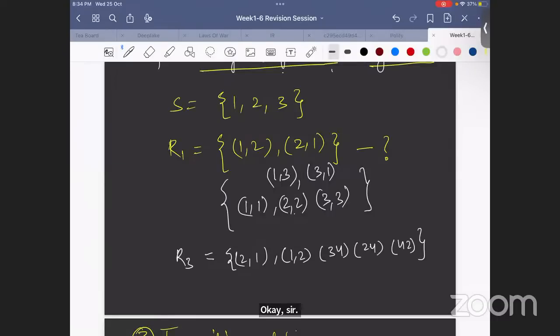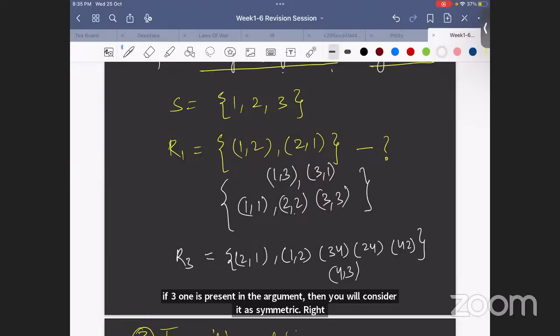Is it symmetrical or not? No, sir, because we don't have (4, 3) or (3, 4). (4, 3) is not present. Is it a reflexive relation? No, sir. Not a reflexive relation.